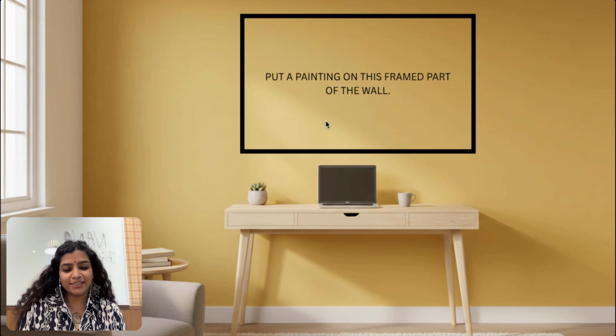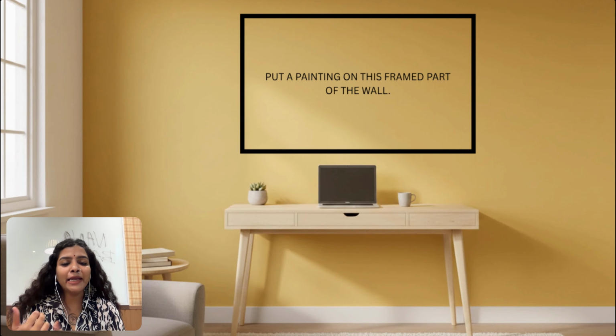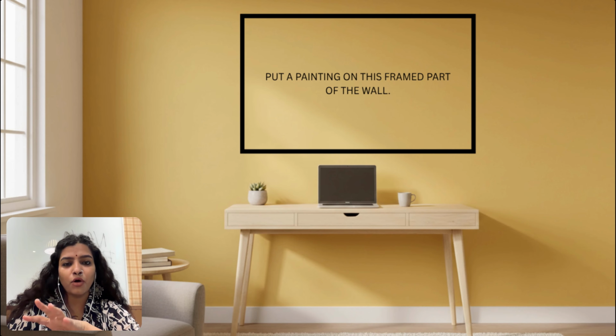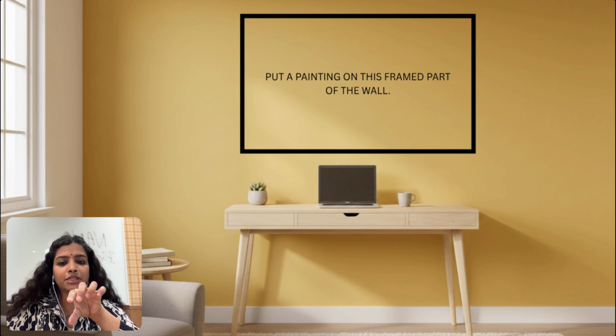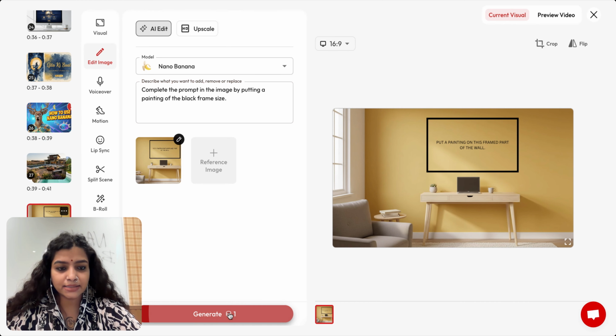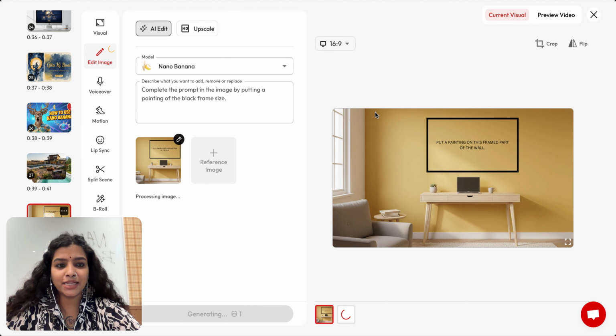Next is interior designing. You can try wallpapers, paintings. All you have to do is probably make a small photo edit on Canva and just highlight the space. So I've added this rectangle and written: put a painting on this frame part of the wall. And now we'll just ask it to complete the prompt in the image by putting a painting of the black frame size. So let's see how the output comes out.